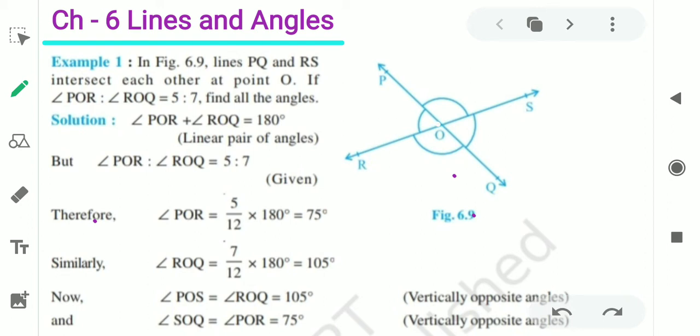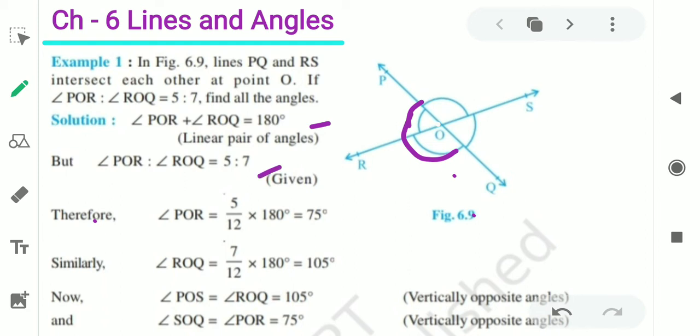Your first example is: in the figure, lines PQ and RS intersect each other at point O. If the ratio of angle POR to angle ROQ is given as 5:7, find all the angles. What is the relation between these? These are a linear pair. So, angle POR plus angle ROQ equals 180 degrees by linear pair.